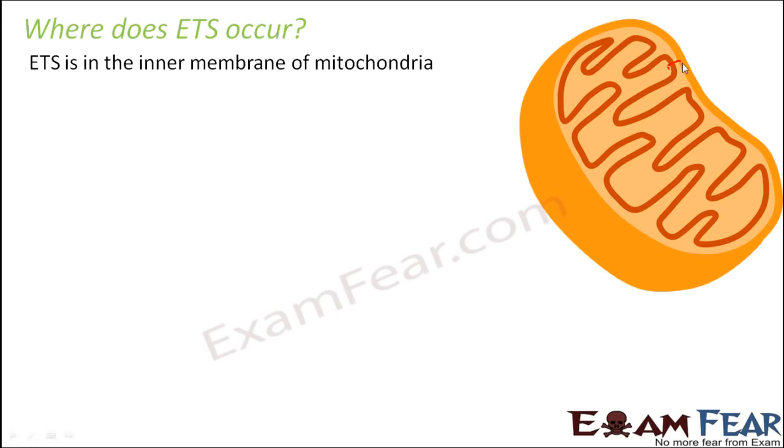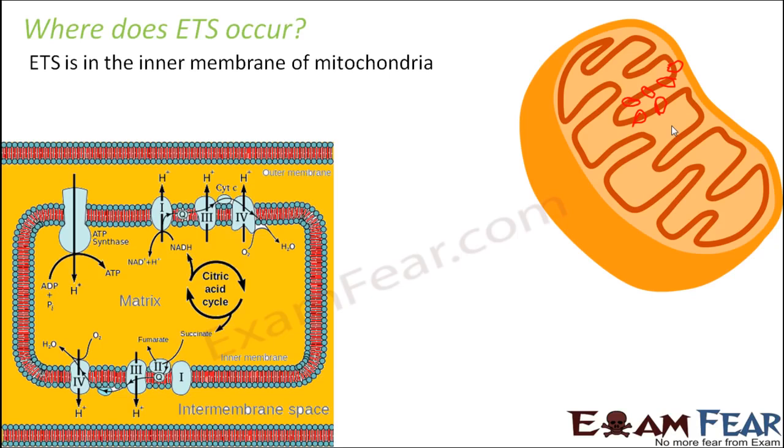These electron carriers which I am talking about are present on the inner membrane somewhat like this. The electrons will pass through these electron carriers, and this passage of electrons will help in the generation of ATP synthesis. So this is how it will happen.